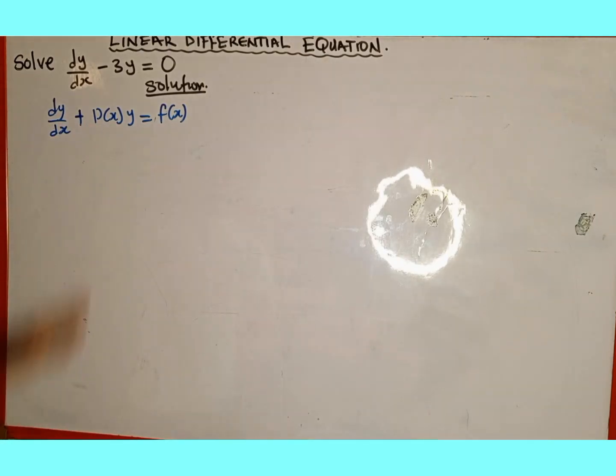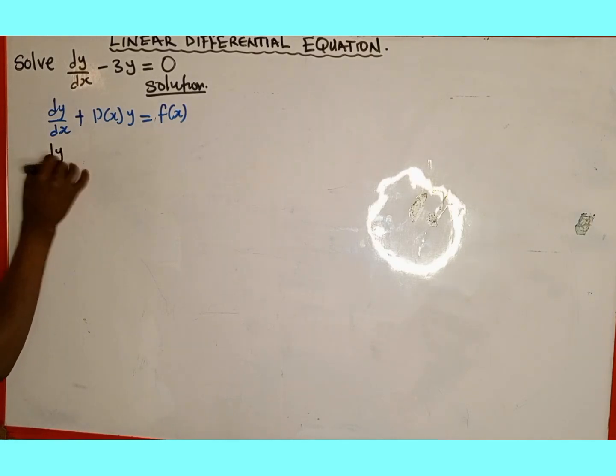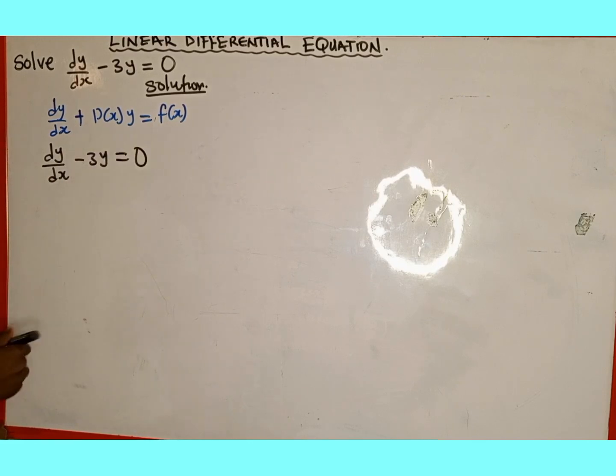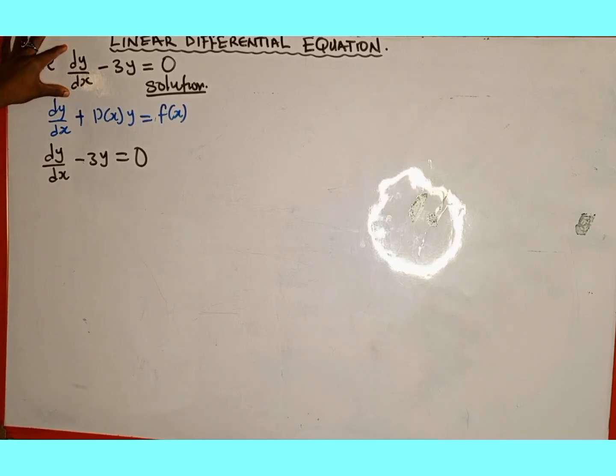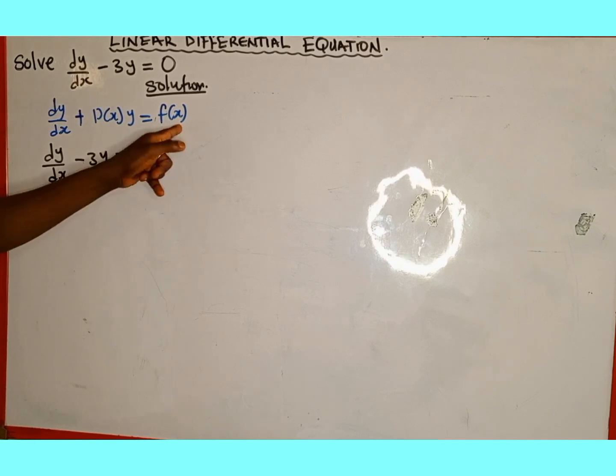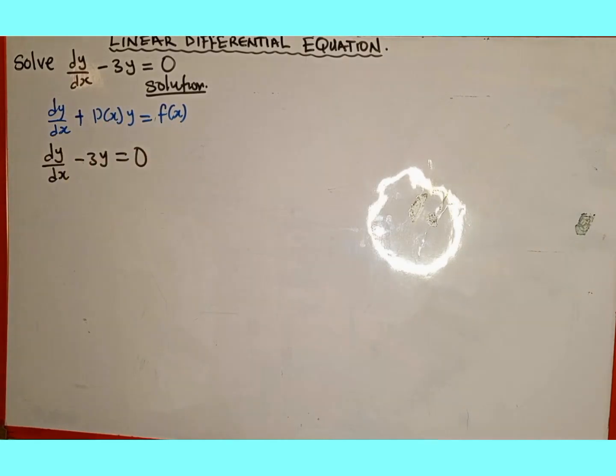If you look at our question, we're having dy over dx minus 3y is equal to 0. If we check these two equations, we notice that this given first order linear differential equation is already written in standard form. This is dy over dx, then p of x is minus 3, and this is y, which is equal to f of x. f of x can be any number.